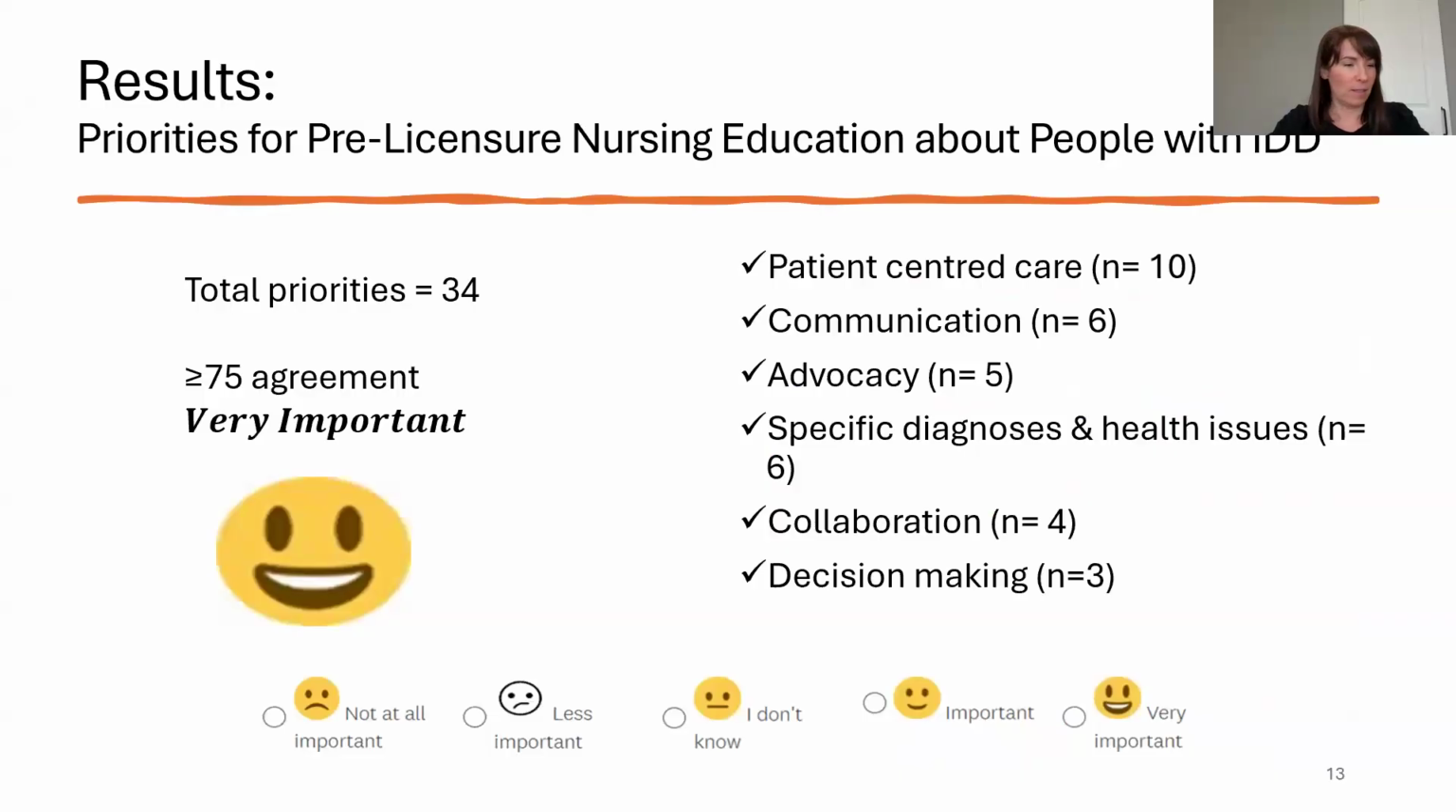So to our surprise, panelists met consensus on 34 of the 38 items, and the consensus all landed on rating these items as very important for student nurses to learn about. The item breakdown by key themes is in the right column.